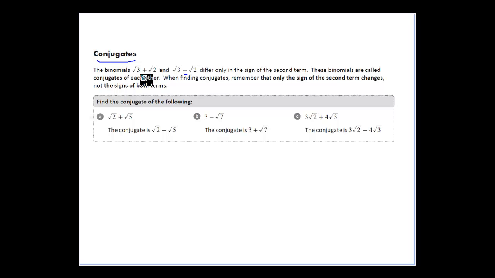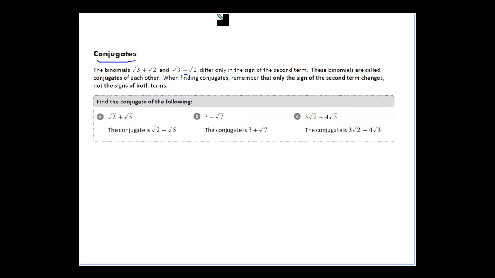So the conjugate of root 3 plus root 2 is root 3 minus root 2. If they have the same terms with different signs, they're conjugates. So for root 2 plus root 5, the conjugate is root 2 minus root 5. For 3 minus root 7, the conjugate is 3 plus root 7. And for 3 root 2 plus 4 root 3, the conjugate would be 3 root 2 minus 4 root 3. See how we're just changing the sign.